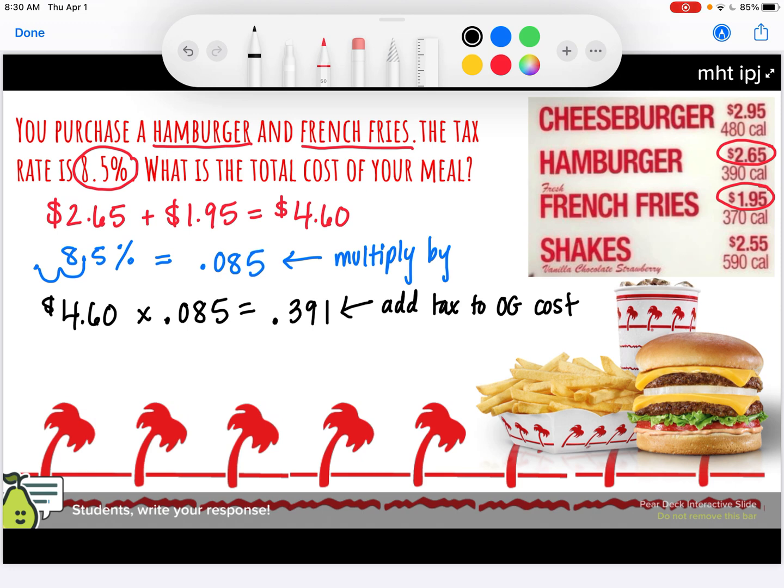All right, so now we're going to take that 4.60 again, and we are going to add 0.391. Once again, something you can do on your calculator. And you're going to want to add the exact value because you're going to be asked to round to the nearest hundredth at the end. So that plus 4.60 is equivalent to 4.991. And it's going to tell you to round to the nearest hundredth.